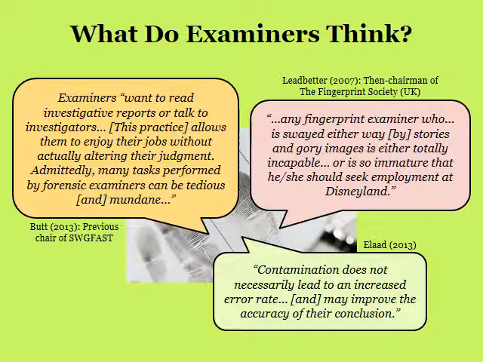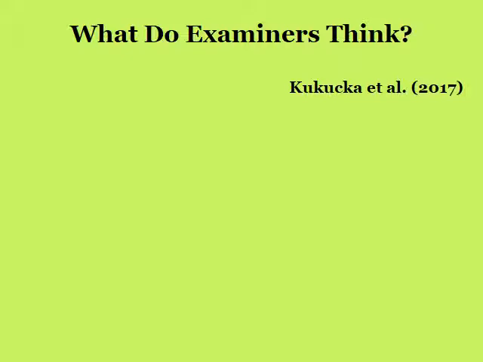Now, obviously, these are just a few anecdotal examples. We wanted to know what do examiners really think about this, right? Rather than looking at individual examiners and what they individually have said, we wanted to survey forensic scientists and get a better sense of what they believe and what they think they know about this topic. So a few years ago, we surveyed 400 forensic scientists from all around the world, and we asked them a whole bunch of questions about cognitive bias and what they thought it was and how they thought it could be fixed.